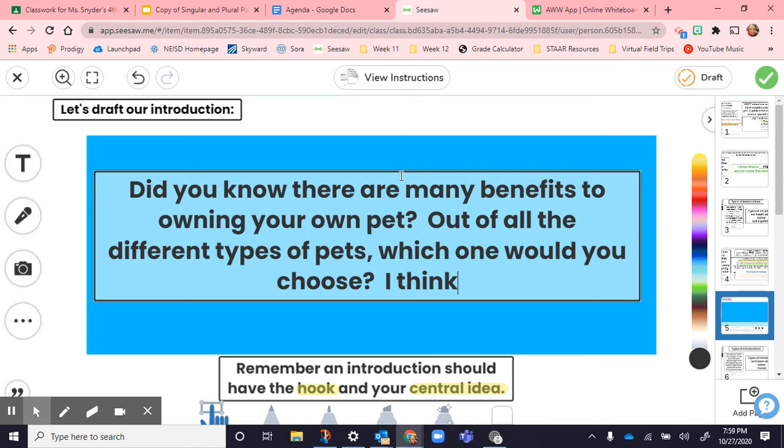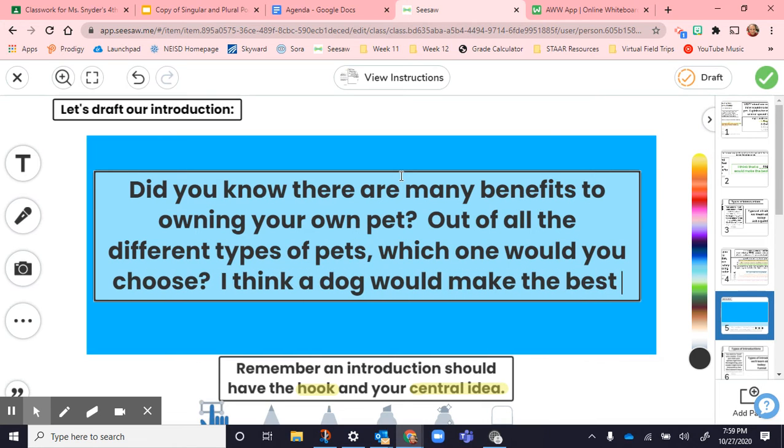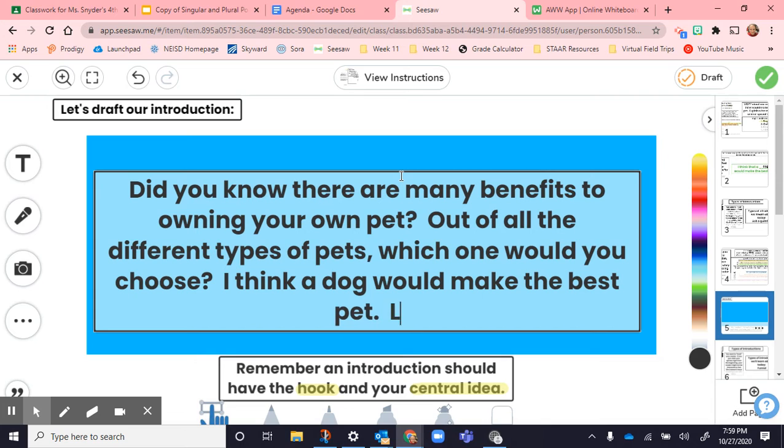Now I'm going to say what I think. I think a dog, and remember, this is my central idea. This is my response to what the prompt is asking me. I think a dog would make the best pet. And then I'm going to lead them into my reasons. I'm going to put keep reading to find out why.